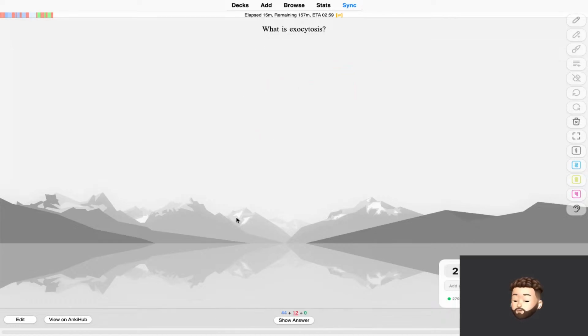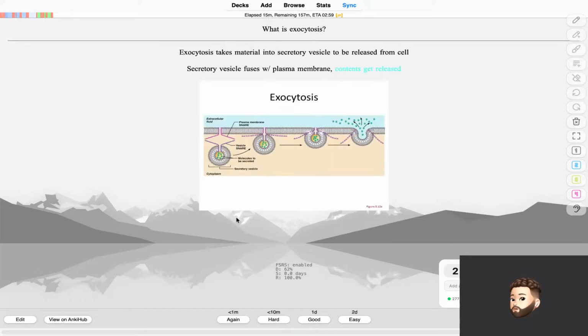I think that's correct. What is exocytosis? Basically, a secretory vesicle has some molecule. It goes up to the cell membrane. It fuses with it and releases its contents.